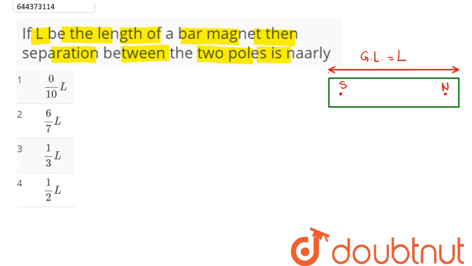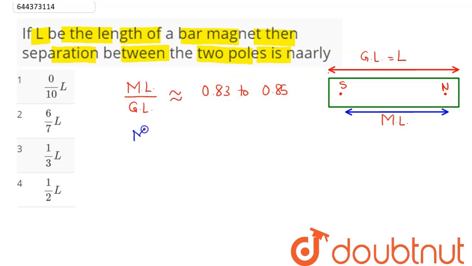Here this length is our magnetic length. So this length from North Pole to South Pole is our magnetic length. Hence in a bar magnet we know the ratio of the magnetic length to geometrical length is always less than 1, which is approximately 0.83 to 0.85 range. That is, we can say here 0.83 to 0.85 range.